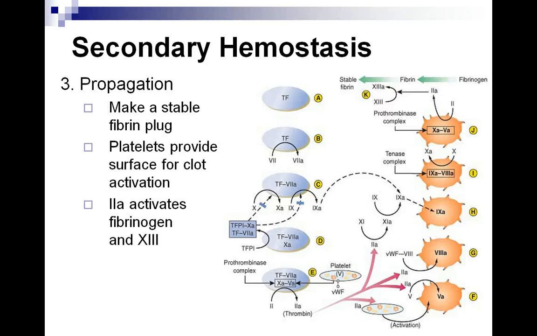Propagation is the third step, and this involves fibrin. The thrombin is very nice, but the thrombin is really just the infrastructure. It's really just the scaffolding to allow fibrin to come and make a dense and stable fibrin plug. So the platelets provide the surface for the clot to be activated. Thrombin, factor 2A, activates fibrinogen, which is the precursor to fibrin. It also activates factor 13. And together these allow you to make a stable fibrin plug, which is really the ultimate goal of secondary hemostasis.